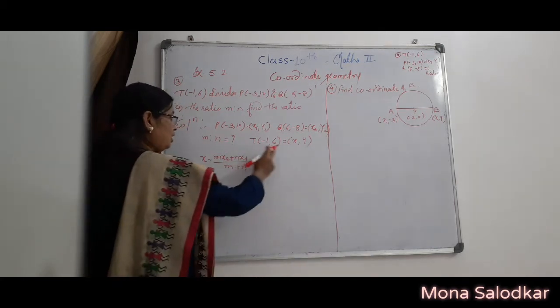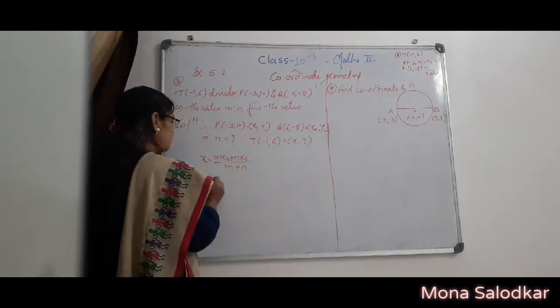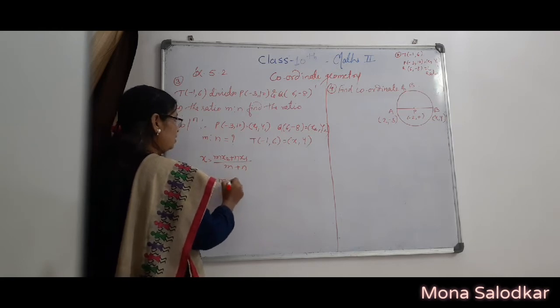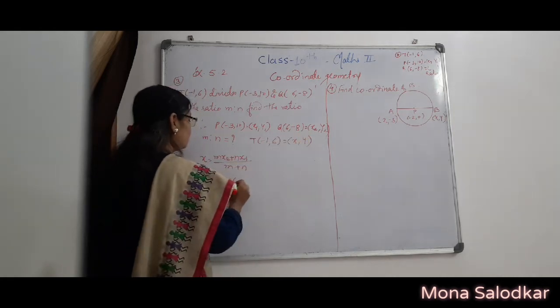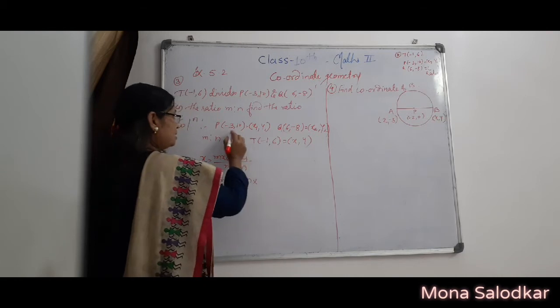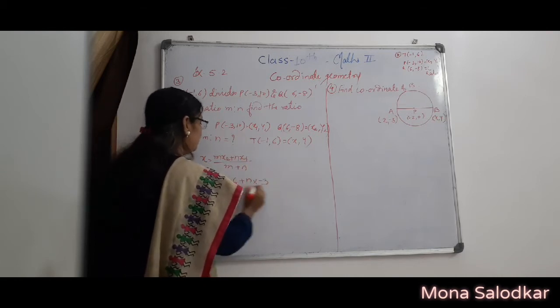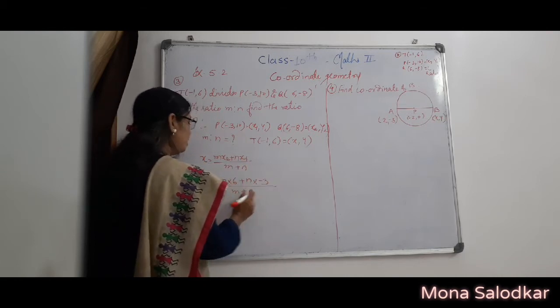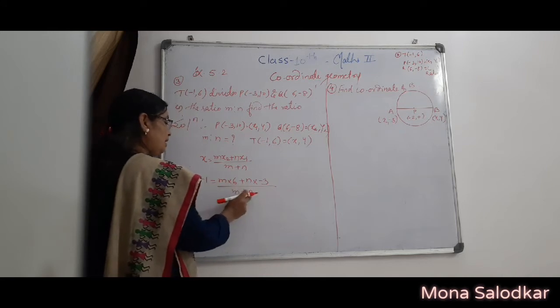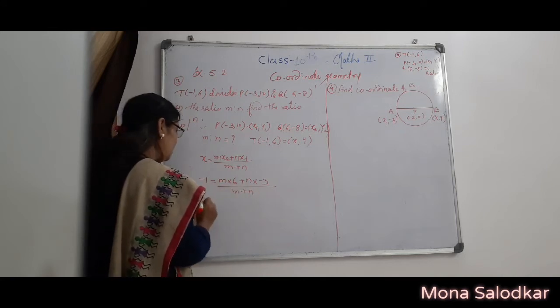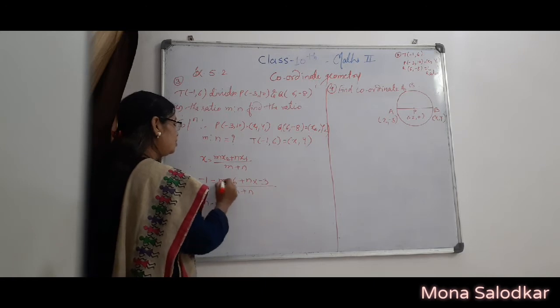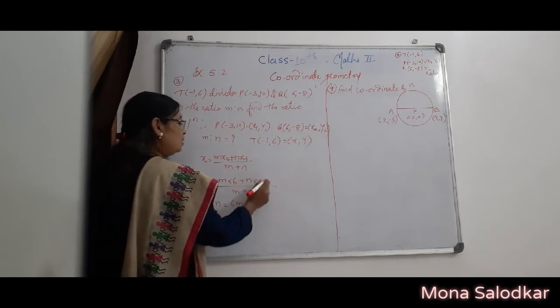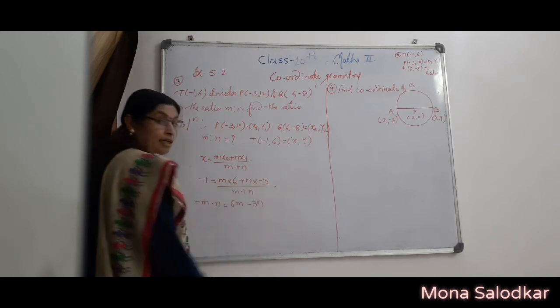Now put the values. What is x? X is minus 1. What is m? You have to find out. x2 is 6 and x1 is minus 3, and then m plus n. Now cross multiply: minus 1 into (m plus n) means minus m minus n is equal to 6 into m, 6m, minus 3 into n, minus 3n.